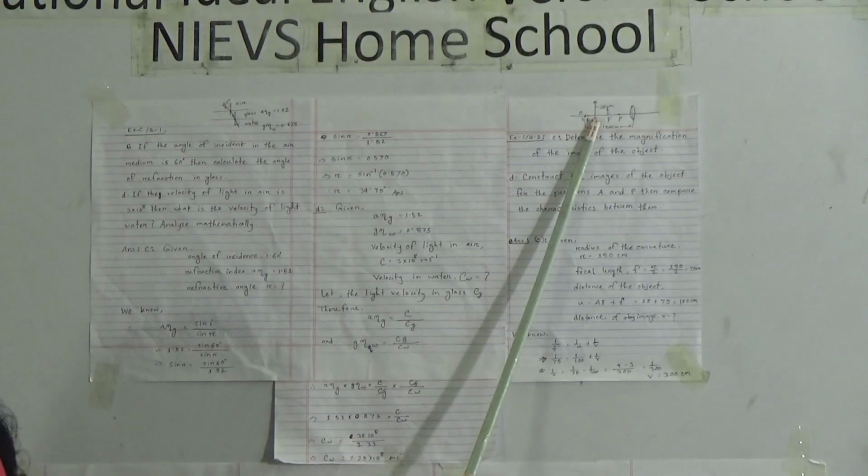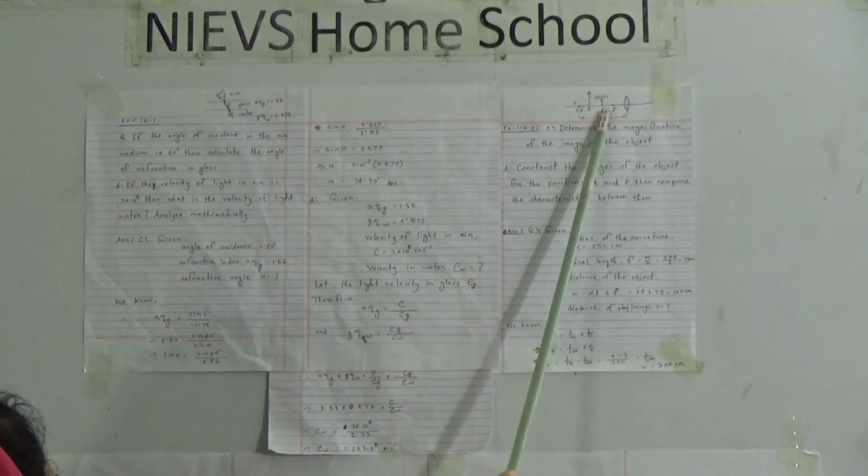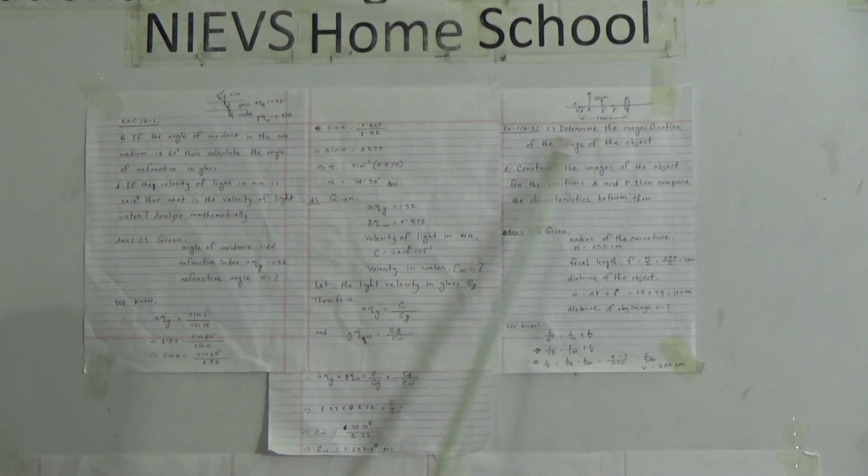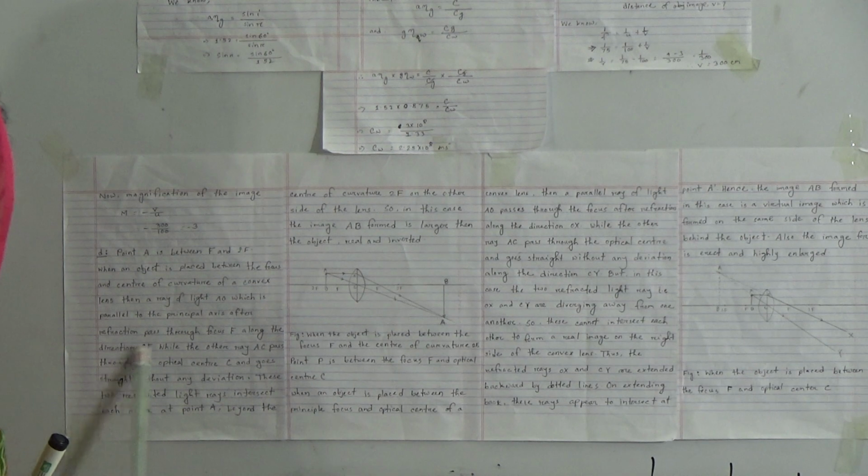Point A is between F and 2F. My dear students, see this figure. Point A is between focus and the double focus. So when an object is placed between the focus and the center of the curvature of a convex lens, then a ray of light AO, which is parallel to the principal axis, after refraction passes through focus F along the direction of the wave.